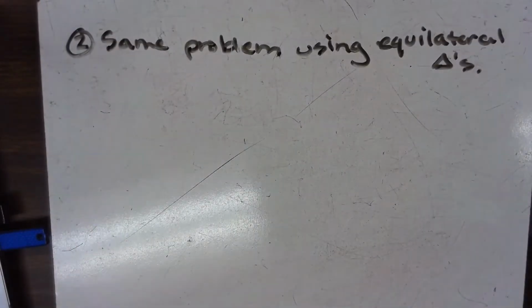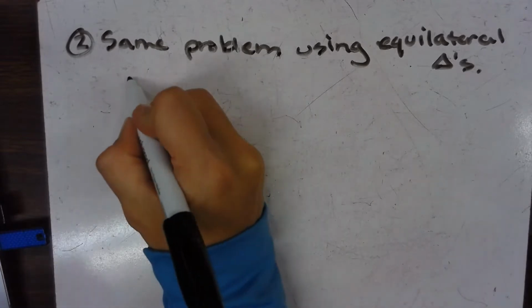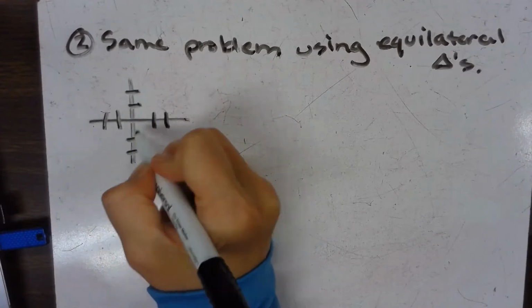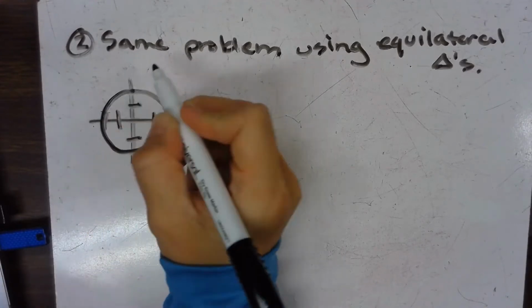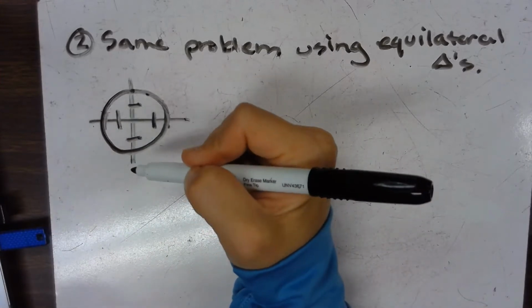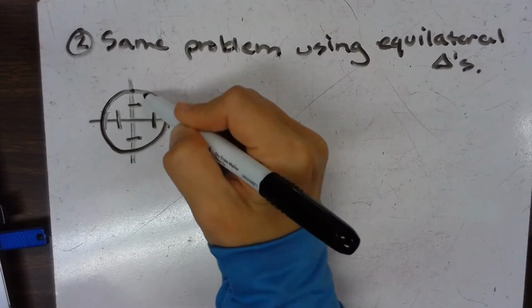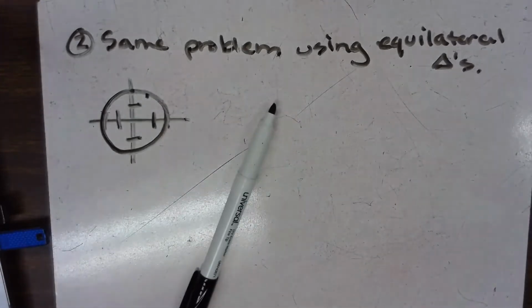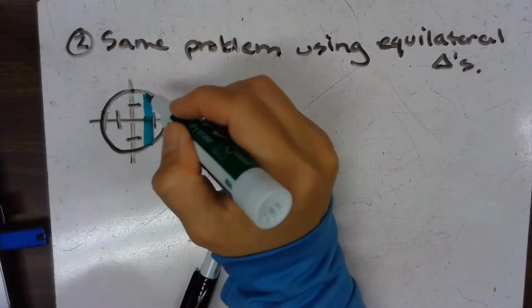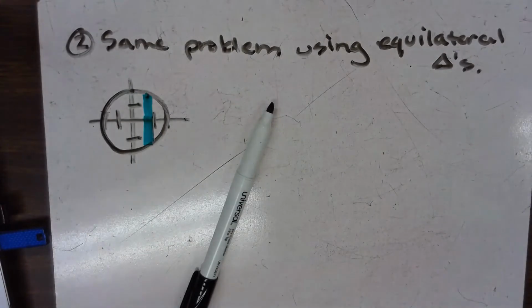Number 2, we want to do the same problem, but this time, instead of squares coming out, we want equilateral triangles. So we would have this circle, and instead of a square coming up and out and over, an equilateral triangle would be coming out of here. So this would be the shape, an equilateral triangle coming out.